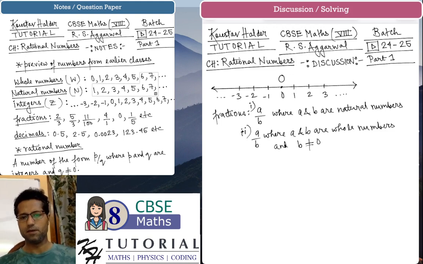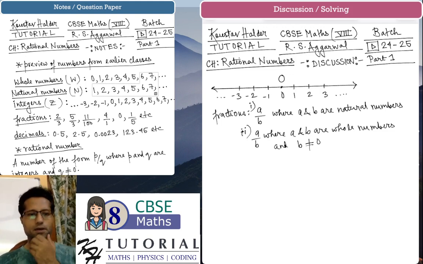A fraction is any number in the form a by b, where b is not 0, b is a non-zero whole number, and a is a whole number. So as per definition 2, if I take a equals 0, because 0 is a whole number, the whole fraction becomes 0. So as per definition 2, 0 can be a fraction. But as per definition 1, which is also there in some textbooks, a by b, where a and b are natural numbers, you cannot have 0 as a fraction.